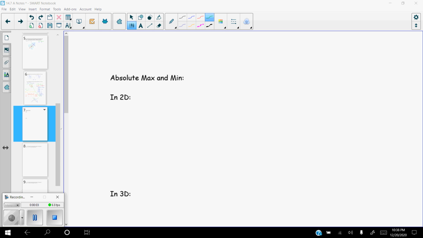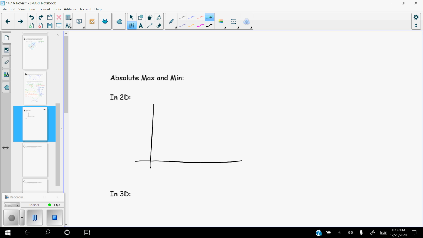Okay, so this is section 14.7a, video number 2. Last time we talked about relative max, mins, and saddle points. This time we're going to talk about absolute max and mins and how to find those. So let's do a little refresher.